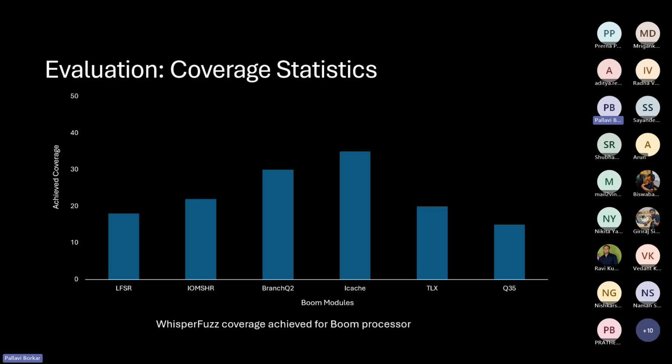Furthermore, our tool also extracts various coverage statistics for all the different processors that we tested. These are the coverage statistics for some of the modules in the Boom processor. The coverage statistics for the other two processors are available in the paper if you want to take a look at it.